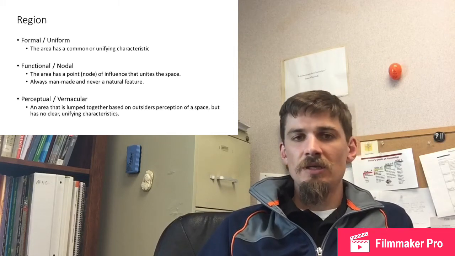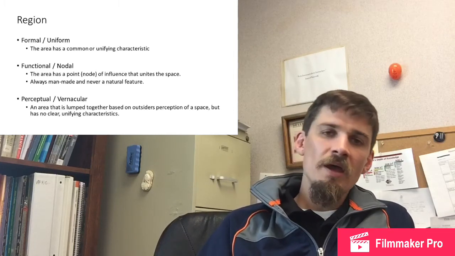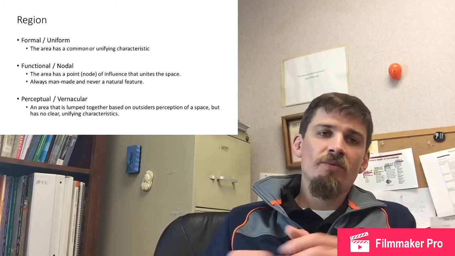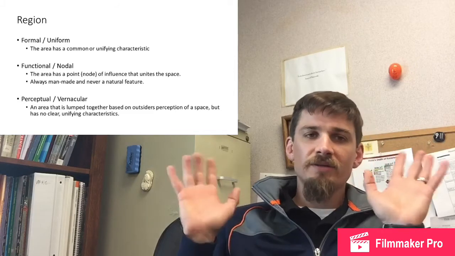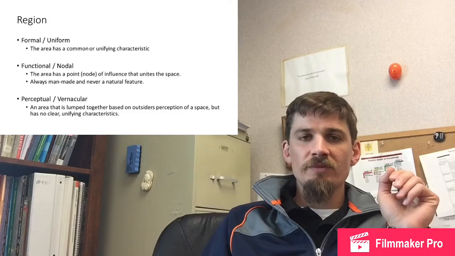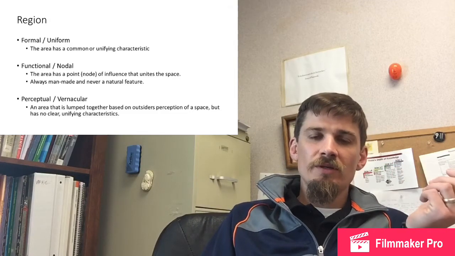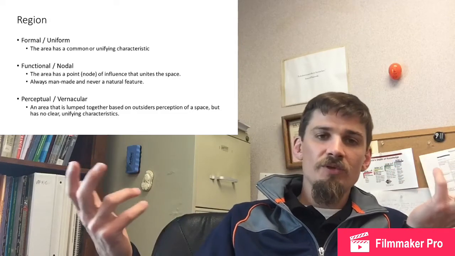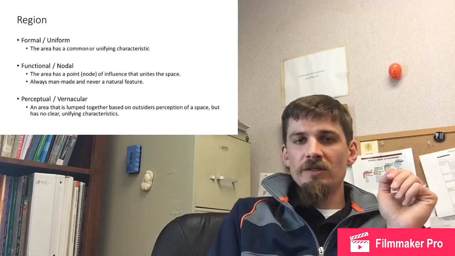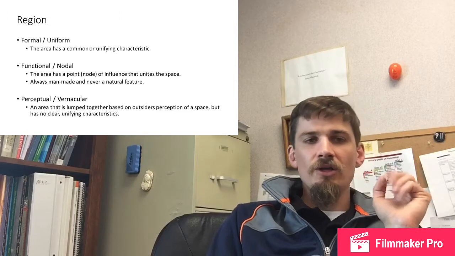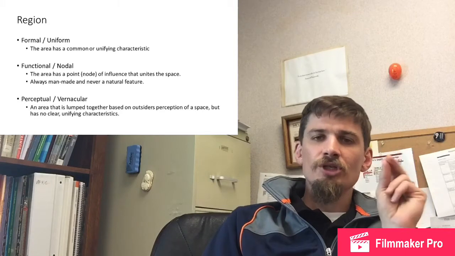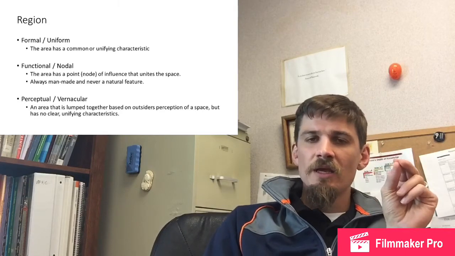The last region is the perceptual or the vernacular region. This idea that there might be some unifying characteristics, but really perceptual vernacular is based upon outside perception of what a space is and what are the different things that are going to unify a space. So with perceptual vernacular region, it's really this idea that it's kind of left up to interpretation. It's left up to whatever it is that you think about the space and what are some of the things that you think unify the space. And so those are the three different types. Again, really they're just three different ways that we can classify geographic spaces.